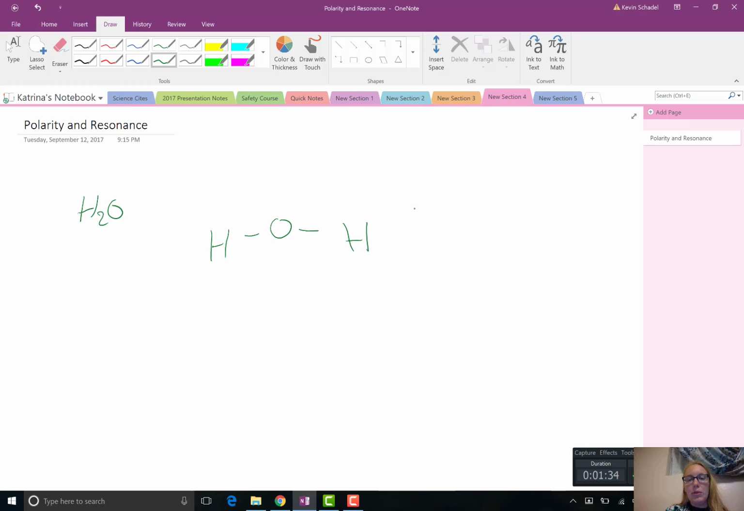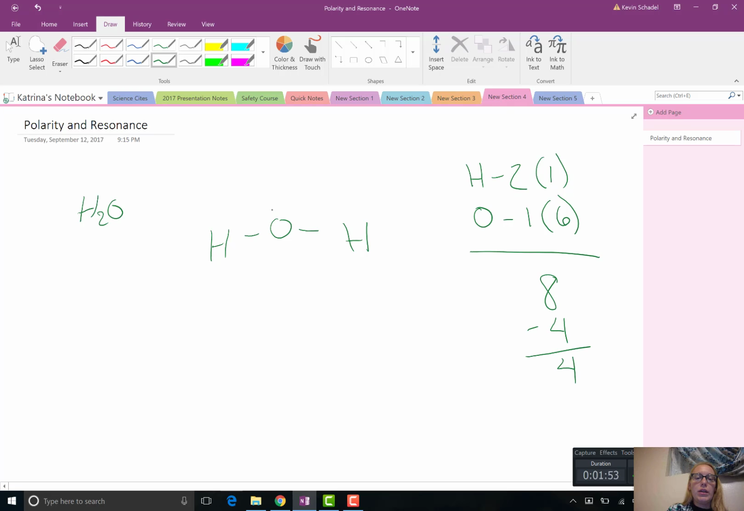We're going to count up our total electrons. We know we have 2 hydrogen atoms with 1 electron apiece. We have 1 oxygen atom with 6 valence electrons, which gives me a total of 8 electrons to work with. I've used up 4 in the bonds that I've drawn, leaving me with just 4. So if I was inexperienced, I might draw my Lewis dot diagram to look like this.